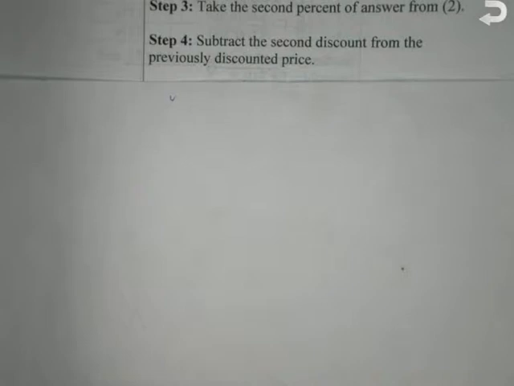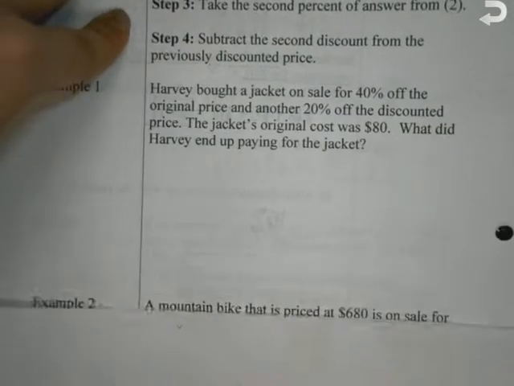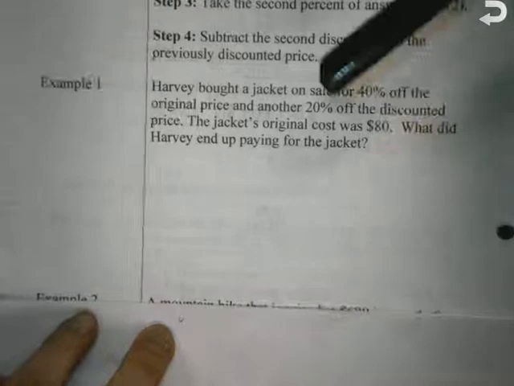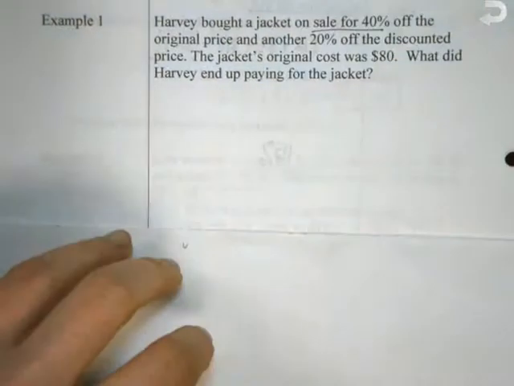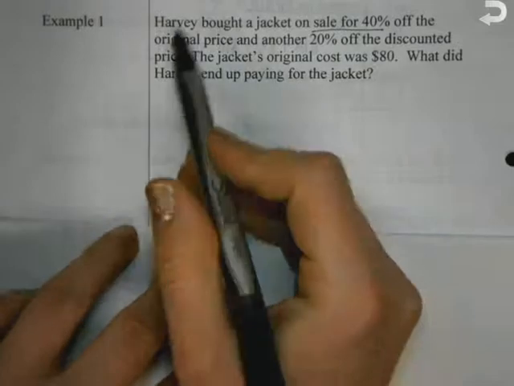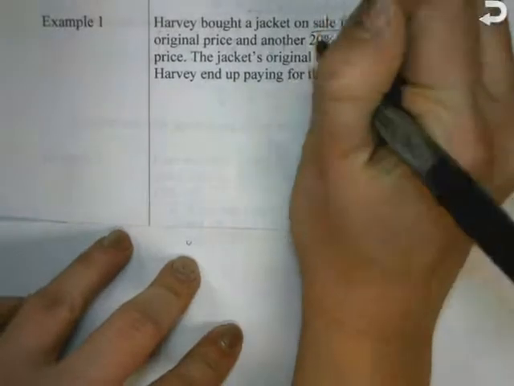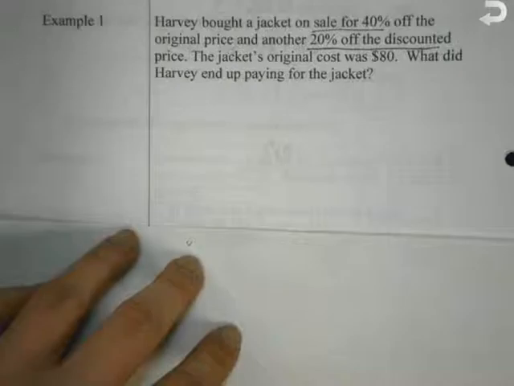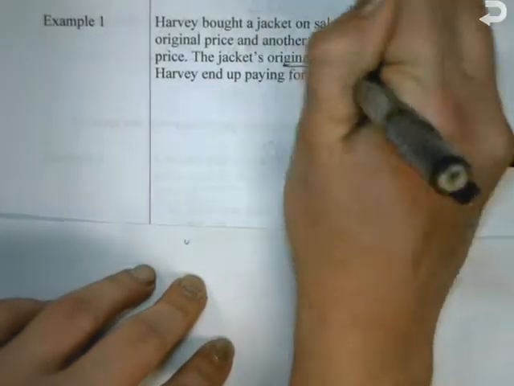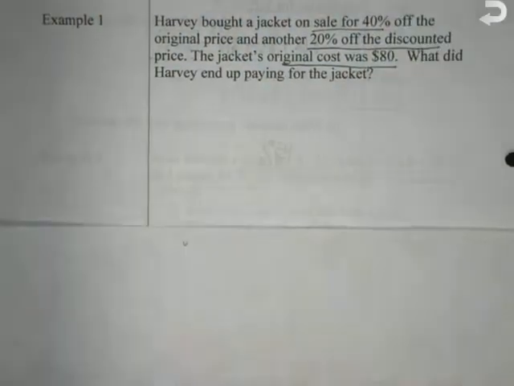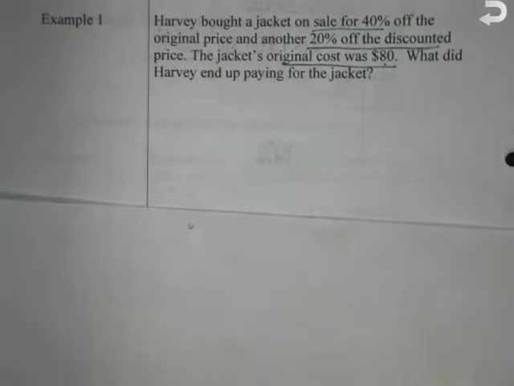So let's do an example. Example 1. Harvey bought a jacket on sale for 40%. So the first sale price was 40% off the original price and another 20% off the discounted price. The jacket's original cost was $80. What did Harvey end up paying for the jacket? So step 1 is we want to take the first percent off the original price. What was the original sale price?